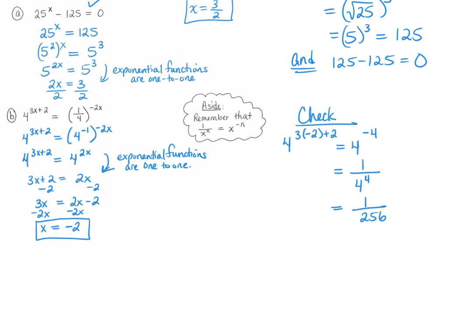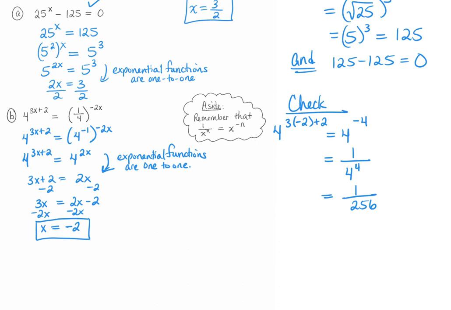1 over 256. So now we need to check what? The right-hand side. So let's check the right-hand side to see if we also get 1 over 2. Good. So 1/4 raised to the negative 2 times what? Negative 2. Good. And then that's going to give us 1/4 raised to the what power? 4th power. Good.